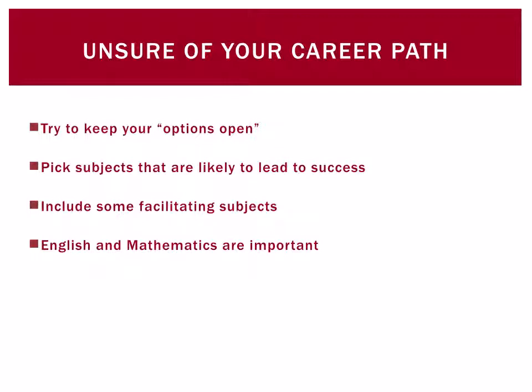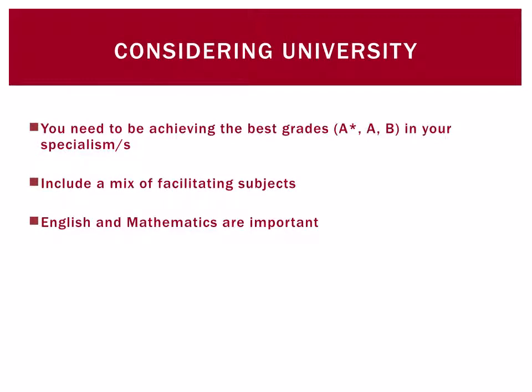Again, Maths and English are critical. And finally, if you already know that you want to go to university, then you really have to achieve the highest GCSE grades, A stars, A's and B's in your chosen area of study. Again, the facilitating subjects are also important, but balance this with your passions and what you're likely to go on to study in more depth at university. Once again, English and Maths are important, but now you really should be thinking of B grades or better. Some universities even stipulate a B grade in English GCSE for some courses.